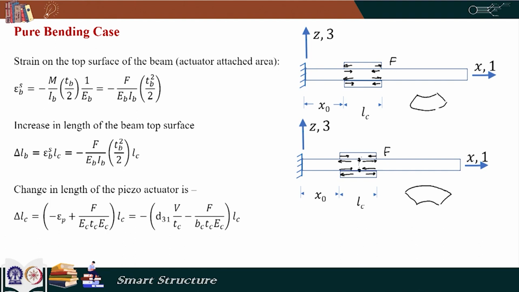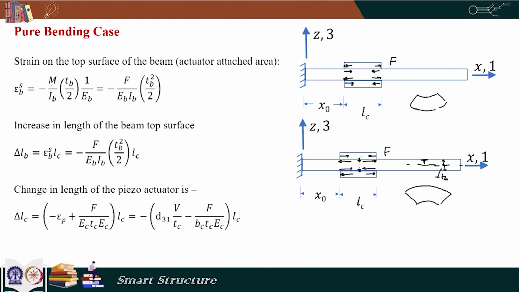Let us assume that these forces are inducing a bending moment M. Now, because of that bending moment M, the strain here is M divided by IB, the moment of inertia of the beam, multiplied by this distance, the distance from the middle to the top. So, it is TB by 2. If the entire thickness is TB, from Z equal to 0 to the top part of the beam it is TB by 2. So, M by EIB into TB by 2 multiplied by 1 by EB, that is our strain at the top with a negative sign as per our convention.